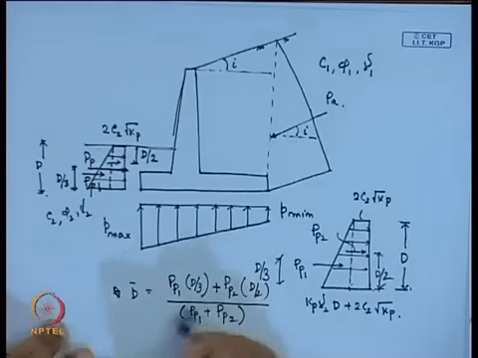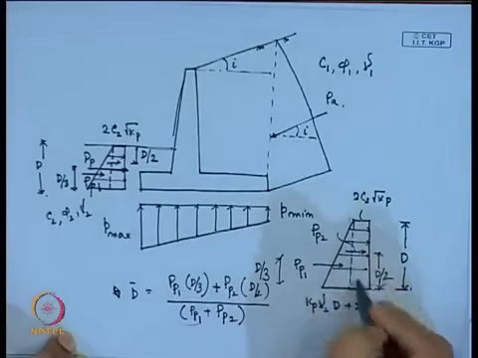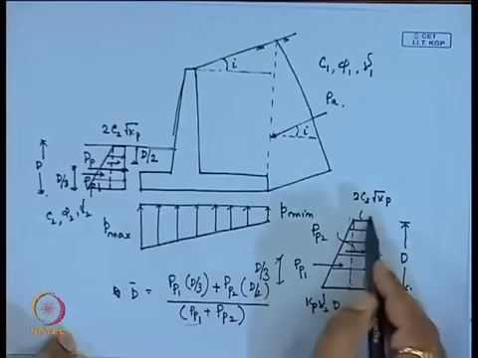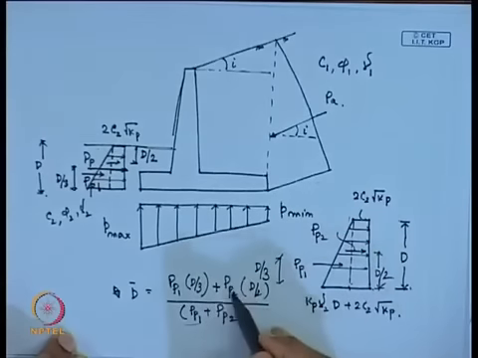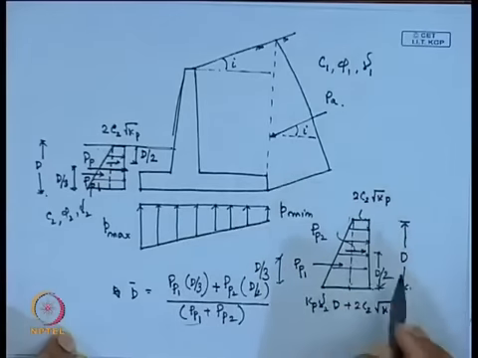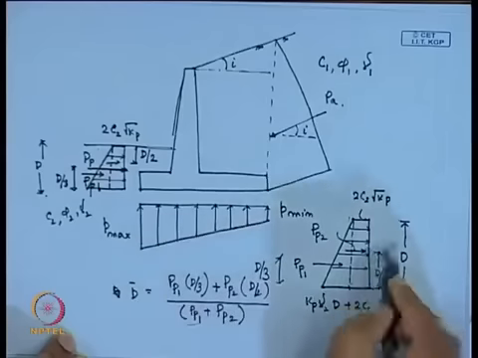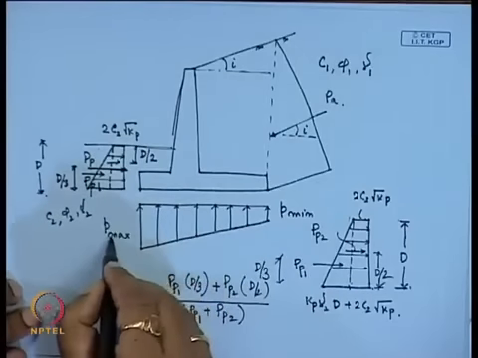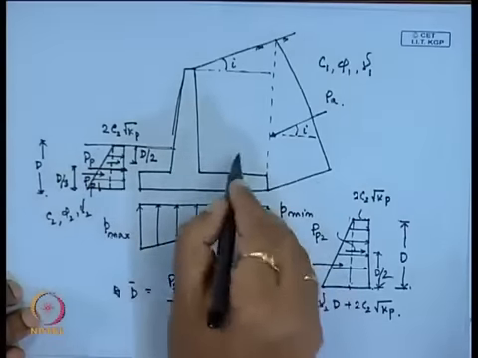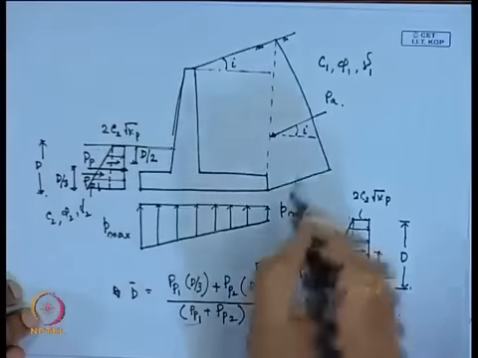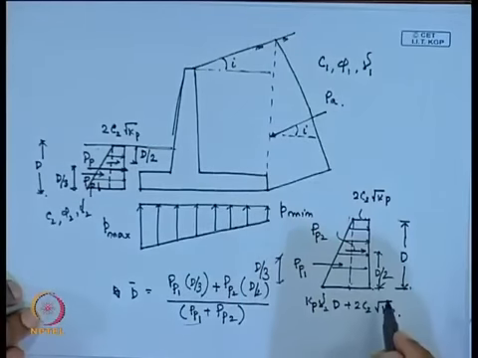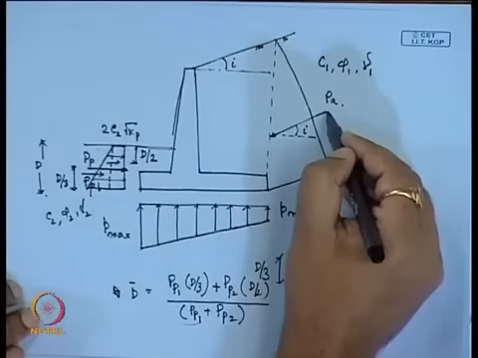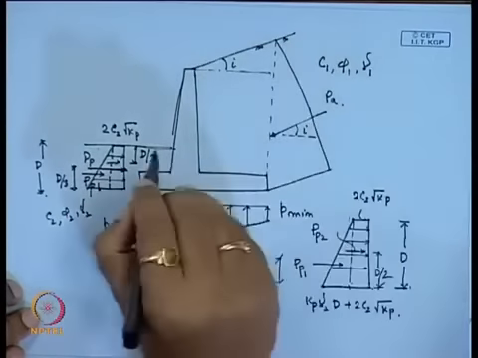So, in this way, first you have to calculate P P 1 from this triangular portion, because we know the stresses at this edge and this edge, and then P P 2 for this rectangular portion. Then we can determine d bar, and this stress P max and P min we can determine by using the previous expression. Then P A is also calculated for the active force that is acting.